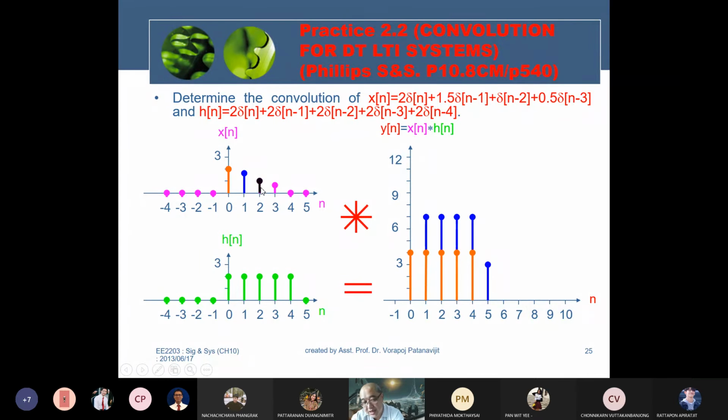Next one is the black one. The black 1 multiplied by 2 gives you 2. We have 5 impulses, each with 2 in magnitude. And the last one is 0.5. 0.5 multiplied by 2 gives you 1, 1, 1, 1, and 1. We have 5 impulses, and the magnitude is 1 for each. Sum them, and it gives you here.